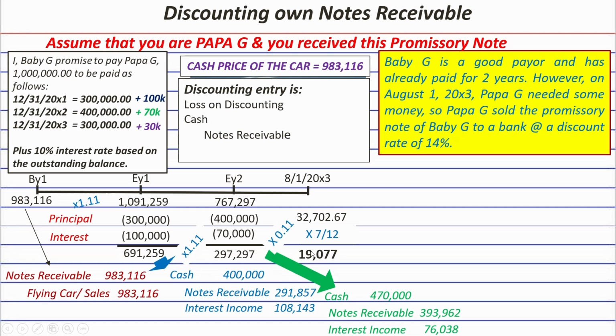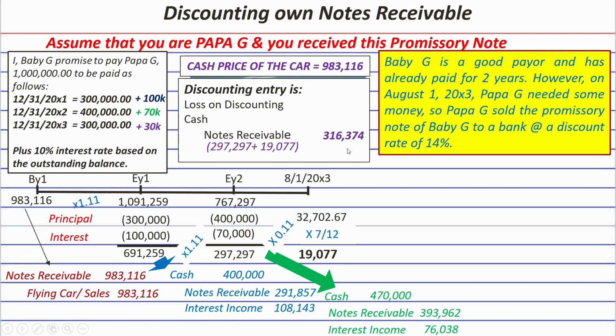So, your notes receivable that you're going to give up on August 1, 20x3 is this 297,297 and this interest receivable of supposedly 19,077. And the sum of these two is 316,374.